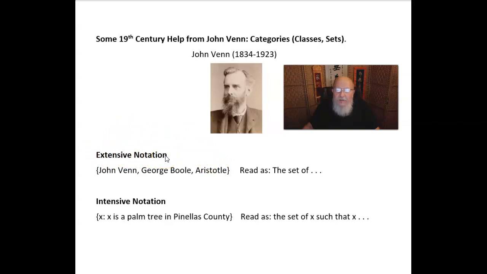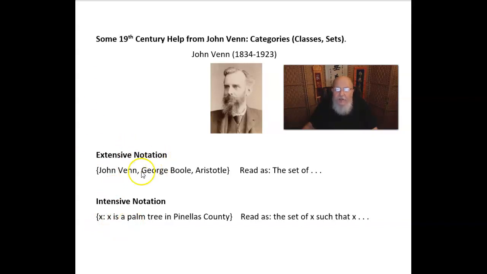And you can relate this to comprehension and extension that I talked about before. Another word for comprehension is intension, okay? Now, there's another way of doing it too, which is called intensive notation. And this would be read as the set of X, such that X is a palm tree in Pinellas County.